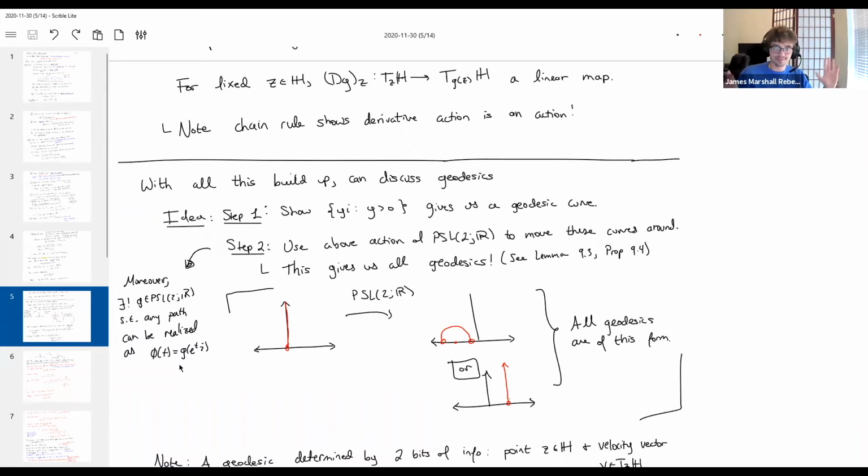So again, there's a very big gap of details here, saying a whole bunch of things really. But for details, look here, Lemma 9.3 and Proposition 9.5 or 9.4. And also, if you're curious what the other geodesics look like, they're either a semicircle or a vertical line. So that gives you geodesics.